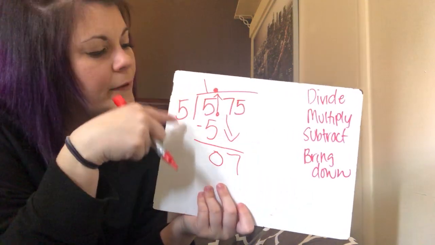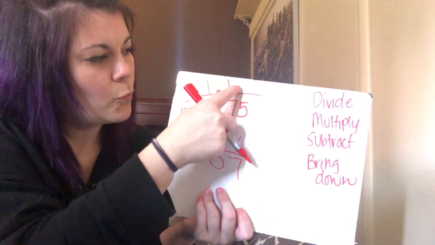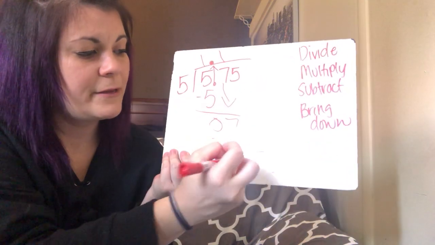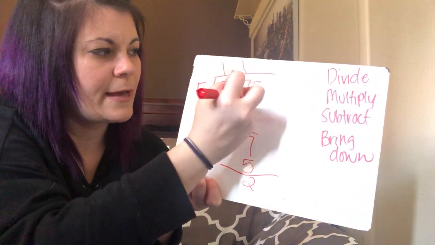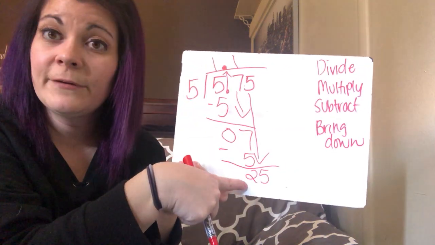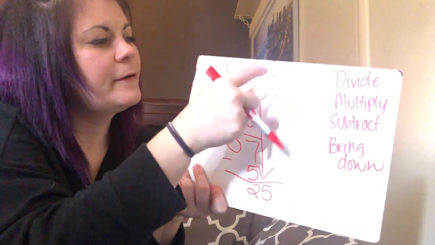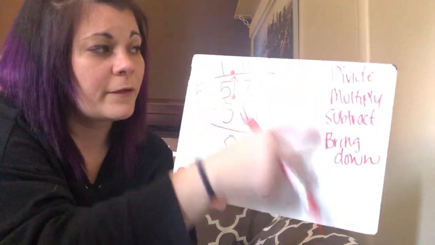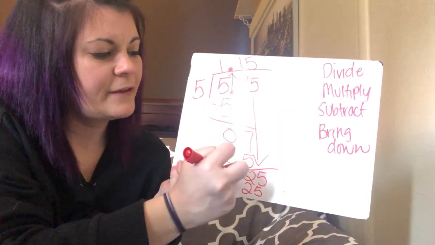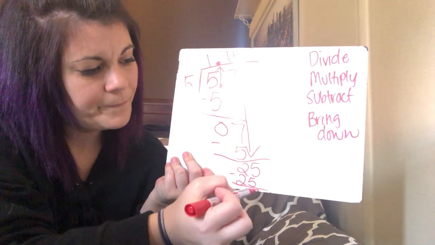Let's start all over. 5 goes into 7. How many times without going over? Once. 1 times 7... 1 times 5 is 5. 7 minus 5 is 2. The last step, bring down. Bring down that 5. 5 goes into 25. Well, we know 5 times 5 is 25. So we put a 5 there. Then we multiply, we follow all these steps. 5 times 5 is 25. The third step is subtract. 25 minus 25 is 0.